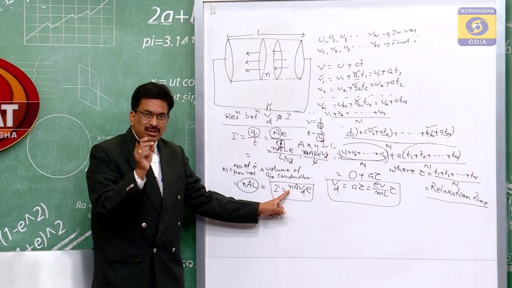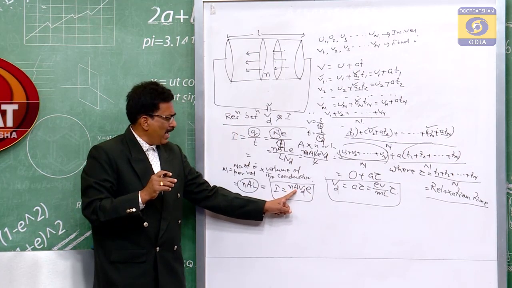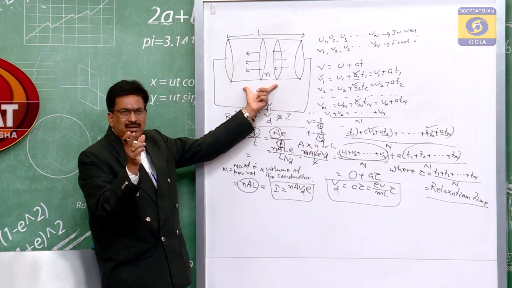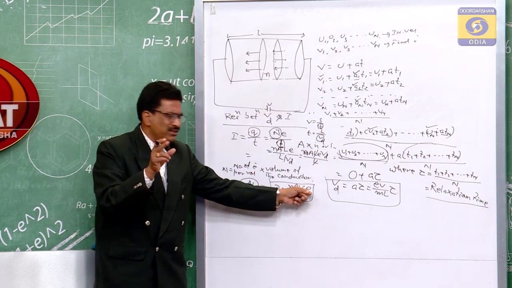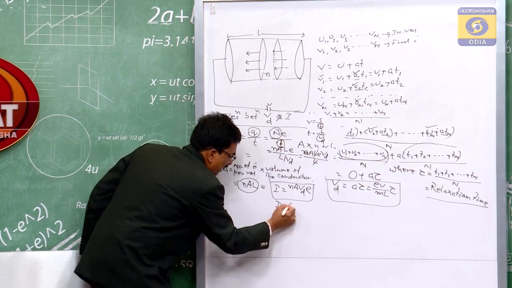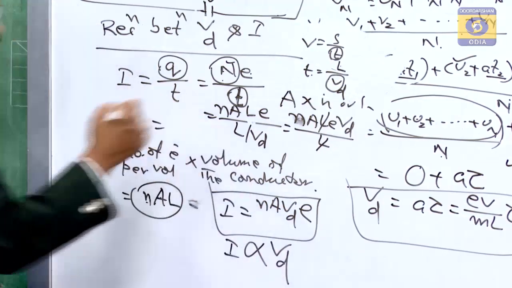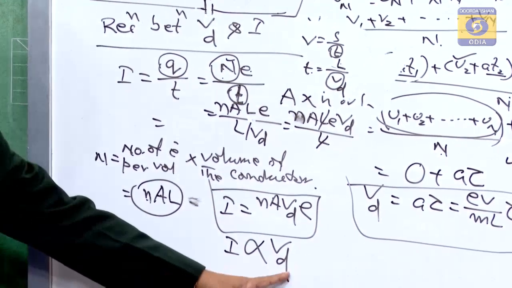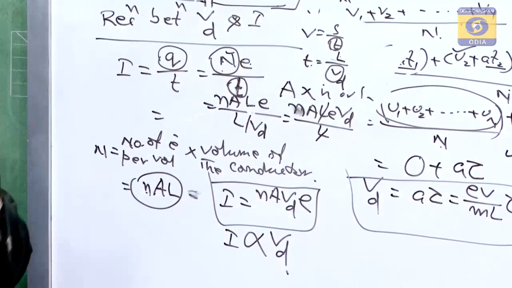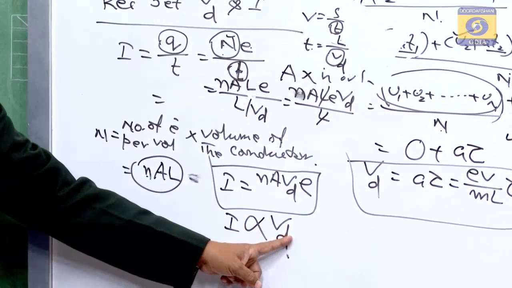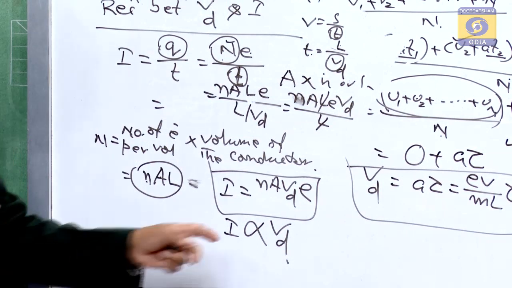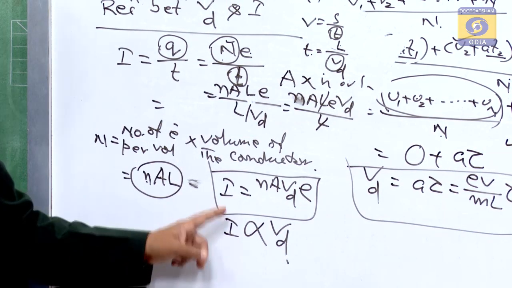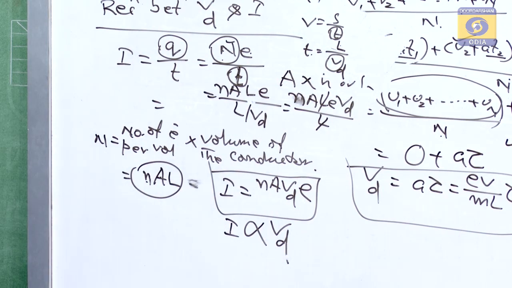So I is equal to n A Vd e. Here n, the number density, is a constant, A is the area of the conductor which we have taken, that is a constant, and e is the charge of the electron, that is also a constant. Therefore, we can say that I is proportional to Vd: the current and the drift velocity are directly related. If the drift velocity increases, then the current produced will be more. So I is equal to n A Vd e. This is the relation between the current and the drift velocity.